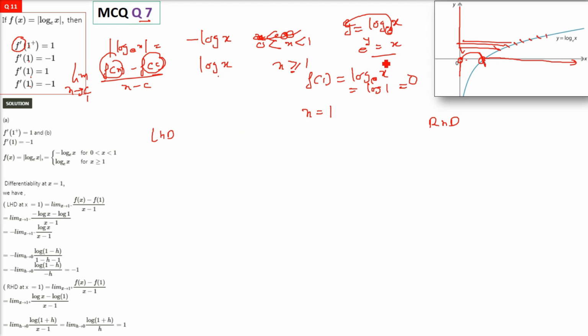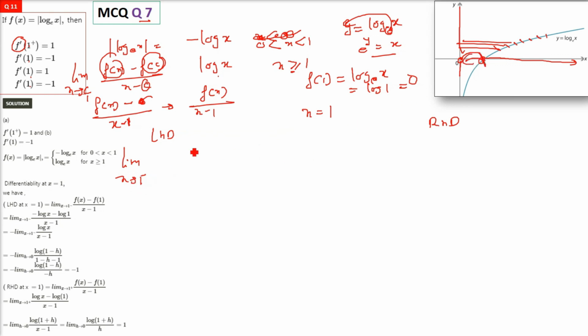So fx minus fc is basically fx we are going to write. fc is 0. So this fx minus 0 divided by x minus c. What is c here? As I said, we are checking at 1. So x minus 1. So finally, the simplified version of this fx minus fc by x minus c is fx divided by x minus 1. I hope you got the idea. That we are going to use in the LHD and RHD both. The only difference will be the function.